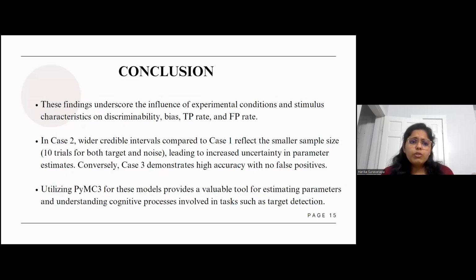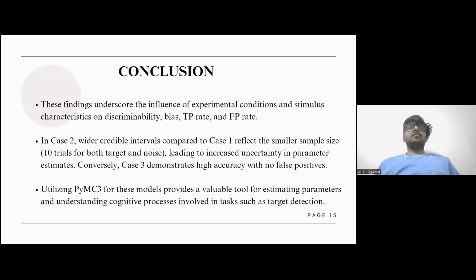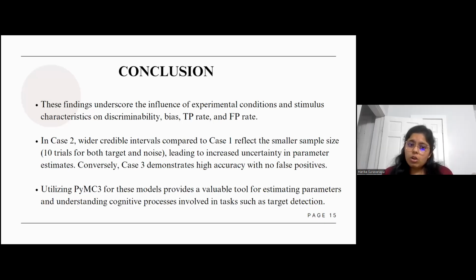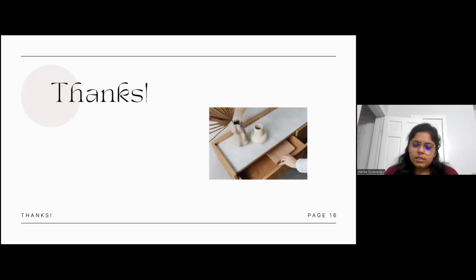Next one. From this, we can see the true positive rate, false positive rate, discriminability, and bias. In case 2, when compared to case 1, we have a similar output because of its smaller sample size, that is 10 trials, leading to increased uncertainty in parameter estimates. Conversely, case 3 demonstrates high accuracy with fewer false positives. So using PyMC3 for statistical operations in Bayesian analysis will give a better outcome. And that's it. Thank you.